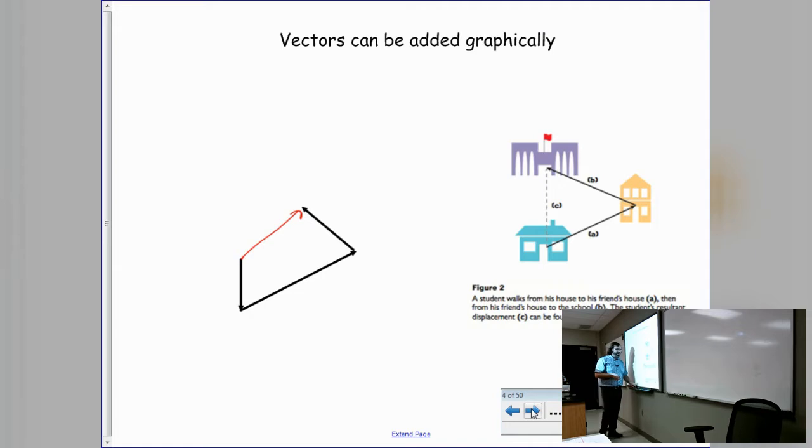Over here on the right, I have a diagram of a person walking from their house to their friend's house and then to school. You can see those are position, displacement vectors. They go from A to the yellow house, and then from the yellow house to school. But the overall resultant would be from your starting position to your ending position. So this person started at their house and ended at the school. The resultant vector is the dotted line.